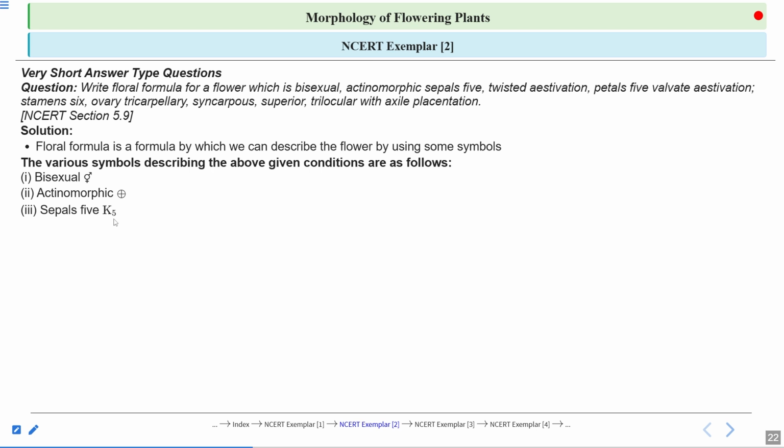Sepals 5. 5 sepals. So you will write K5. K5. Calyx 5. Twisted aestivation. Petals 5. C5. We will see twisted aestivation.